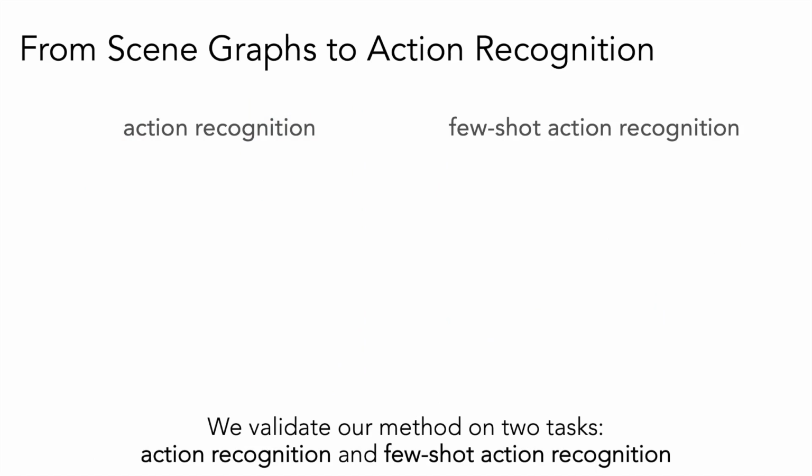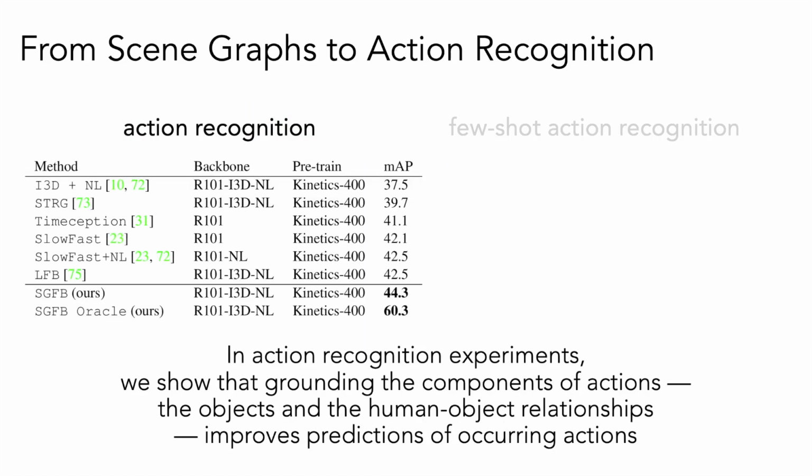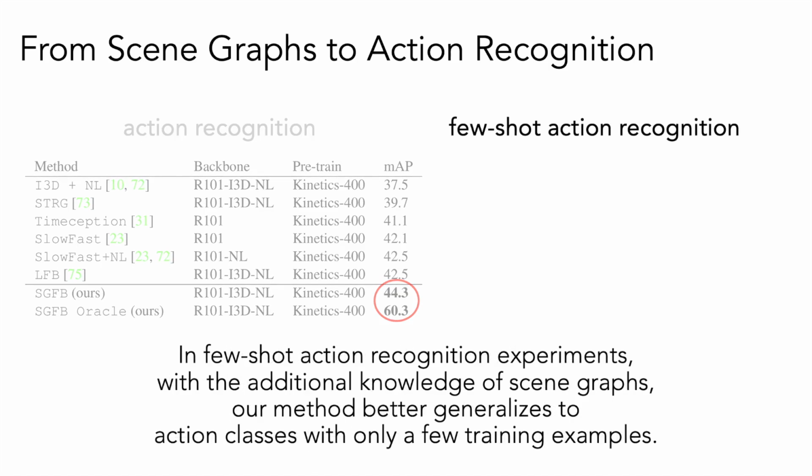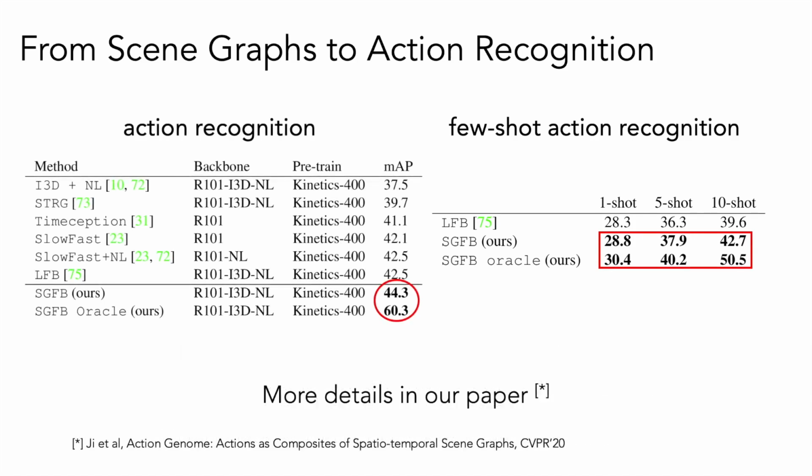We validate this method on two tasks, action recognition and few-shot action recognition. In action recognition experiments, we show that grounding the components of actions, which in our definition are the objects and human-object relationships, will improve the predictions of occurring actions. In few-shot action recognition experiments, with the additional knowledge of scene graphs, our method better generalizes to action classes with only a few training examples. Again, for more details, please see our paper.